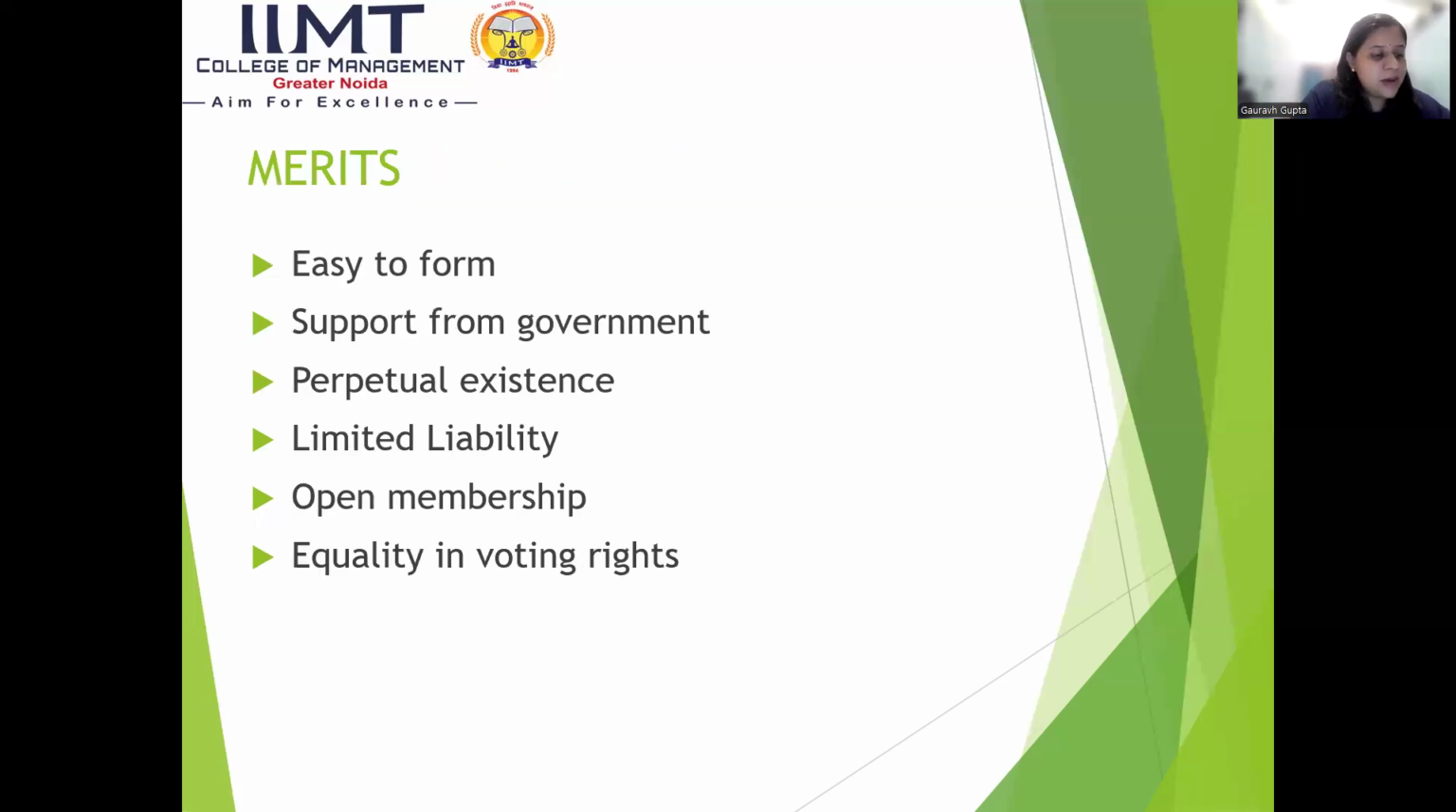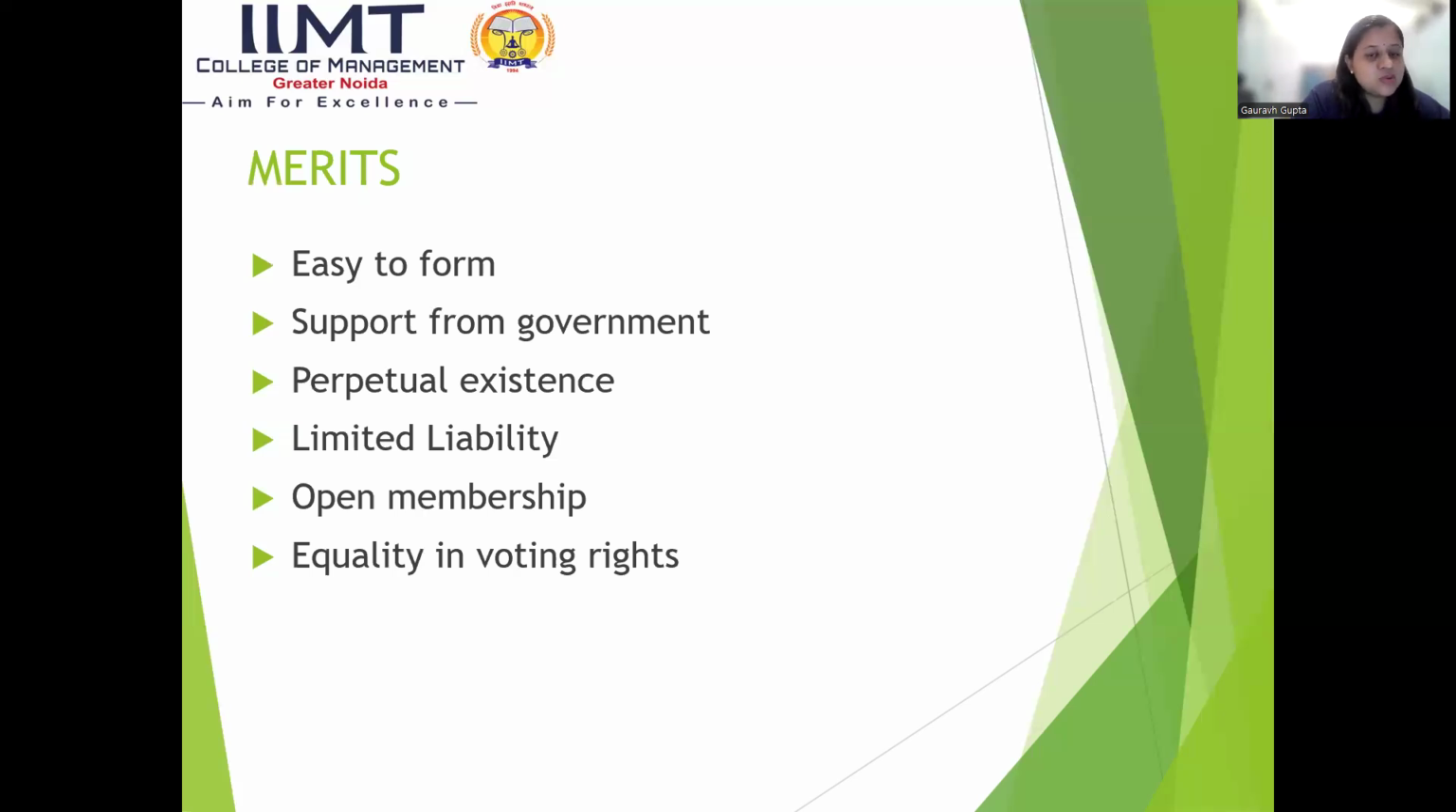Next point, merits. The first point is easy to form. It is very easy to form, as in partnership or sole proprietorship. No such legal requirements are there. Second point, support from the government. Government provides support to societies in the form of lower taxes, interest rates, and subsidies.